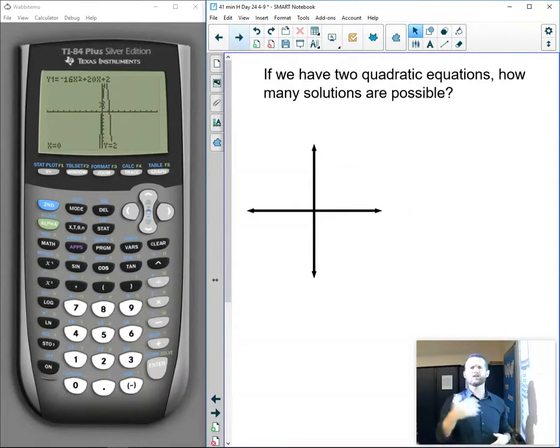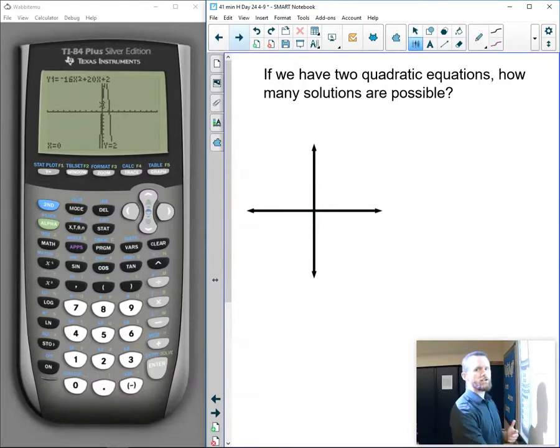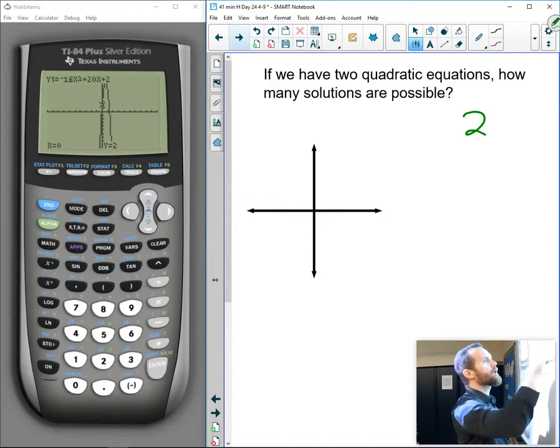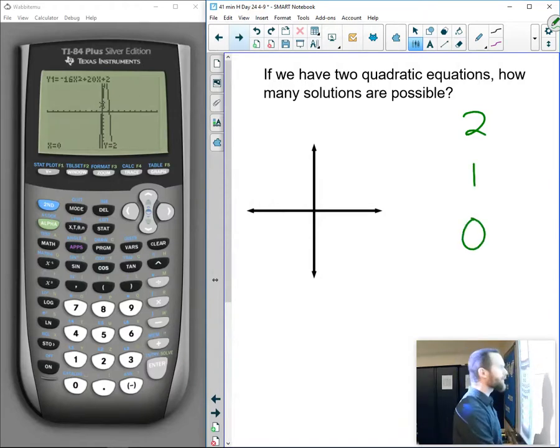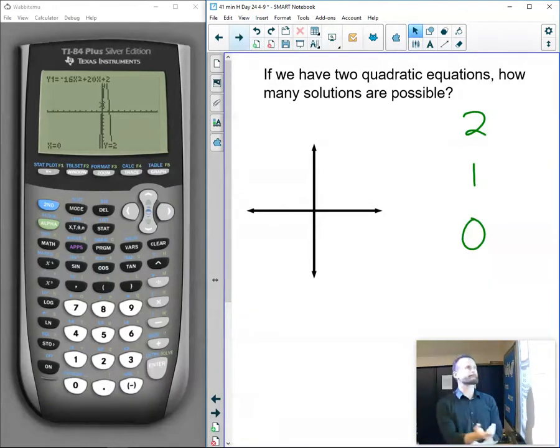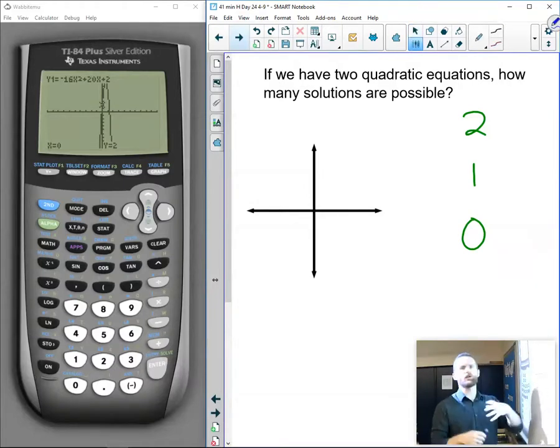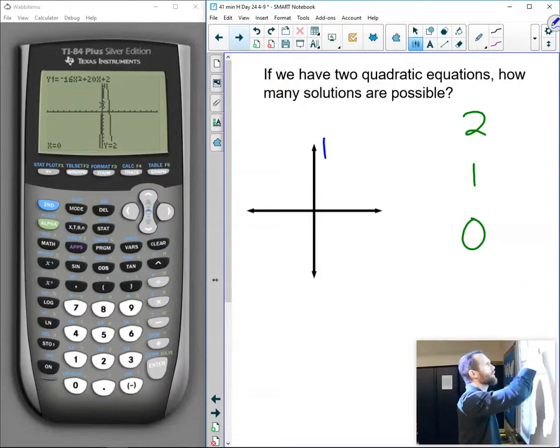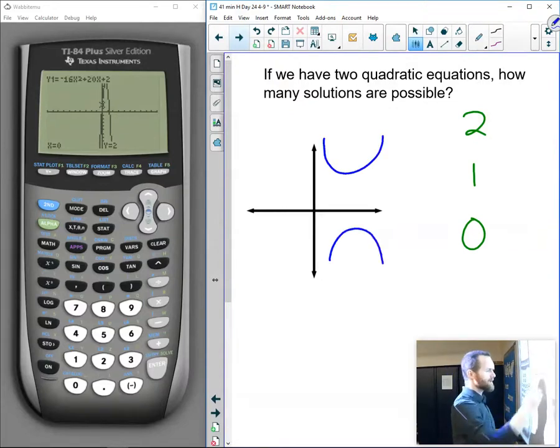But what if we had two quadratic equations? How many solutions would be possible? It is still the same three. It's still two solutions, one solution, and zero solutions. But it can look a little bit different depending on whether they're both concave up or concave down, or if we have a mixture. So let's talk about when there's a mixture. Let's say we had one concave up and one concave down.